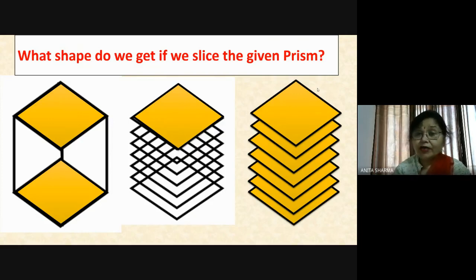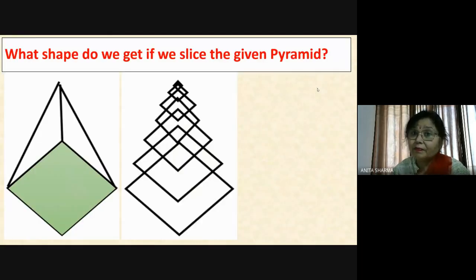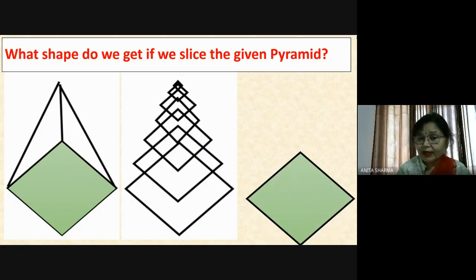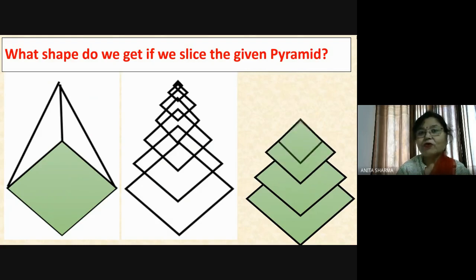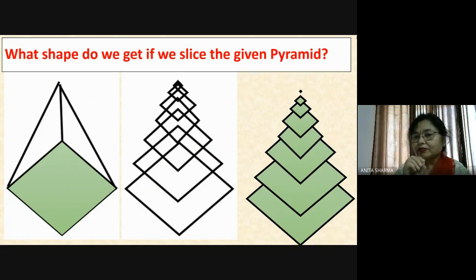Now just see what happens when I slice a pyramid. Suppose I'm slicing from the bottom, we can slice it upside down also. I have shown you. So now just see here. This is one square, I'm getting one slice. The second slice is a little smaller. The third slice is smaller than that. The fourth slice is smaller than that. The fifth slice is even smaller, even smaller. And in the last, I'm getting a very small one. That is the apex. As we go from the base towards the apex, the size of our slices keeps getting smaller.